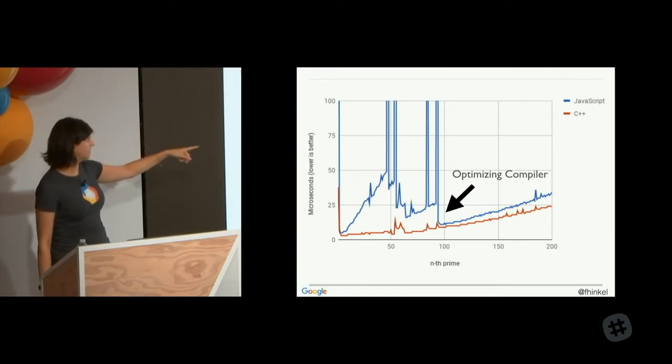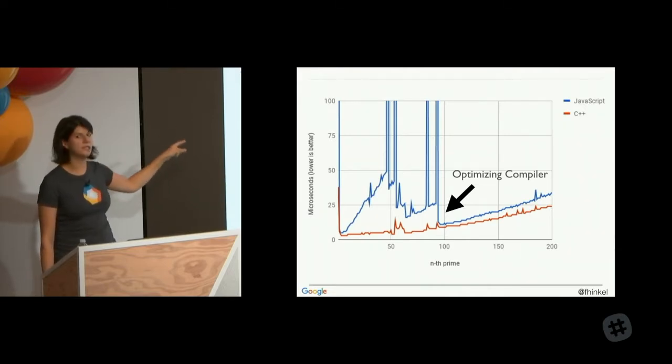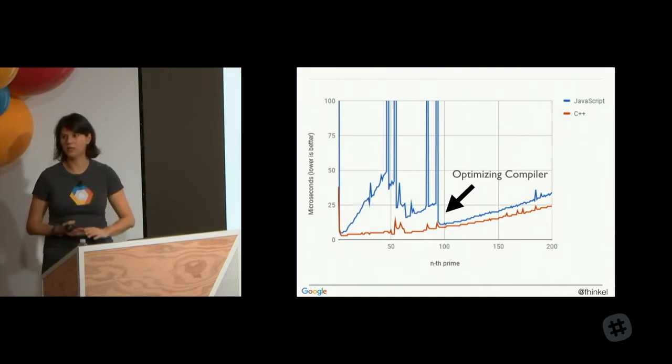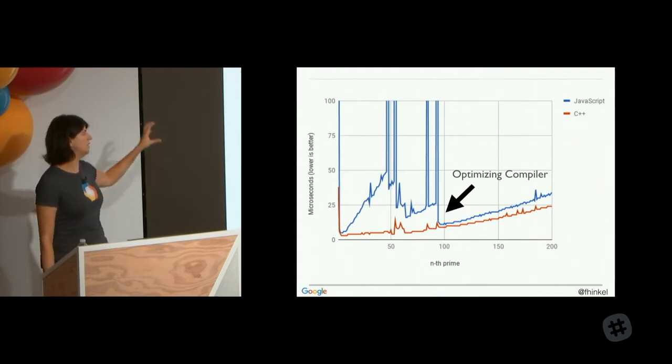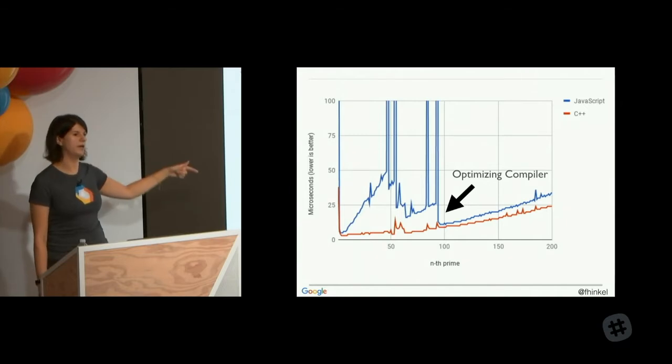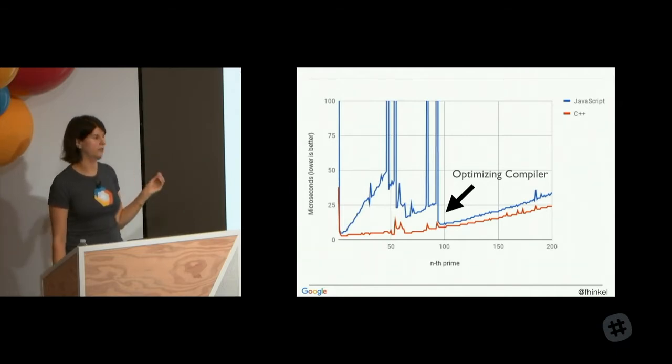And then around the 100th prime number, that's where you see in the data that the optimizing compiler has finished compiling and we're now running the optimized machine code. So you can literally see the warm-up period for the optimizing compiler, when it is done compiling, and you see that when you measure how long it takes to run it.